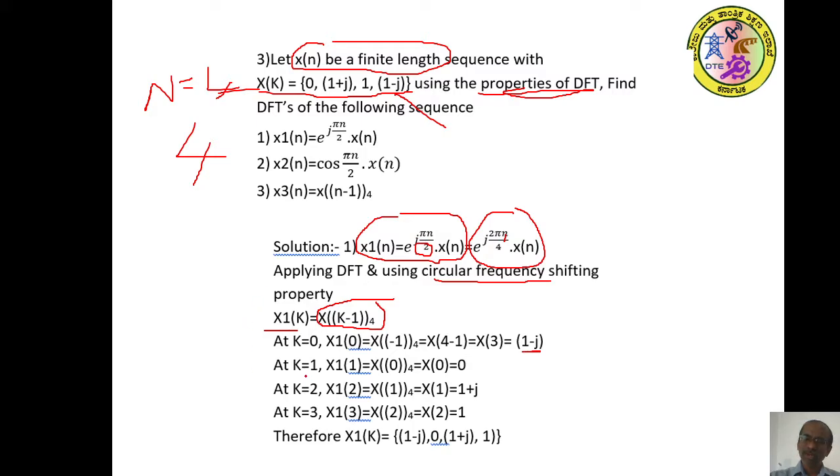Put k is equal to 1. At 1, it becomes x of 0. Directly copy that 0 answer. Next step, at k is equal to 2. This is 2 minus 1. Therefore, it is 1. X of an answer is 1 plus j.